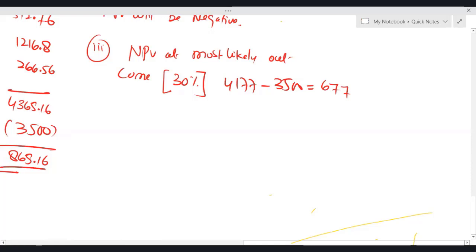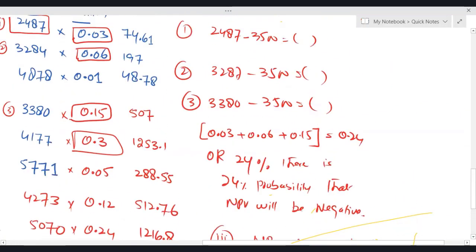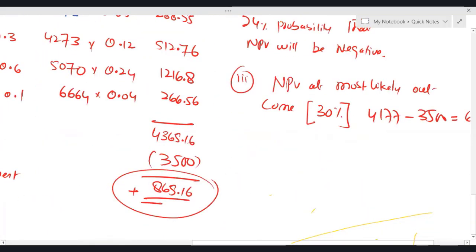How? Look at this. We have a positive NPV of 865.16, even though there is a 24% probability that the project can generate a negative NPV. But if you make the decision on the basis of the expected value of NPV, which is positive 865.16, this will hide the risk. In this project, there are 24% chances that the project is going to have a negative NPV rather than a positive NPV.